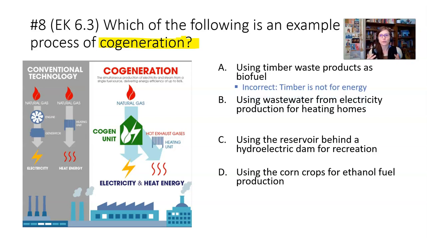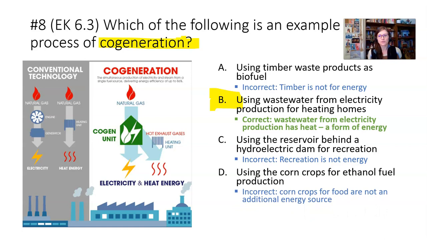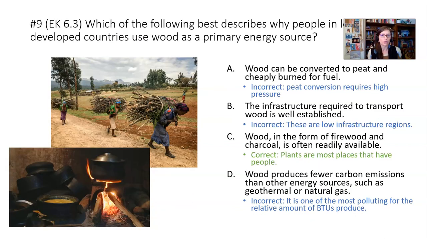Timber for biofuel. Timber is not energy. Okay. Wastewater from electricity to heat homes. Electricity is a form of energy. Heat from the wastewater is a form of energy. So that one is actually correct. Reservoirs behind hydraulic dams for recreation. Recreation is not energy. And corn crops for ethanol. Food is not energy, except for us, right?